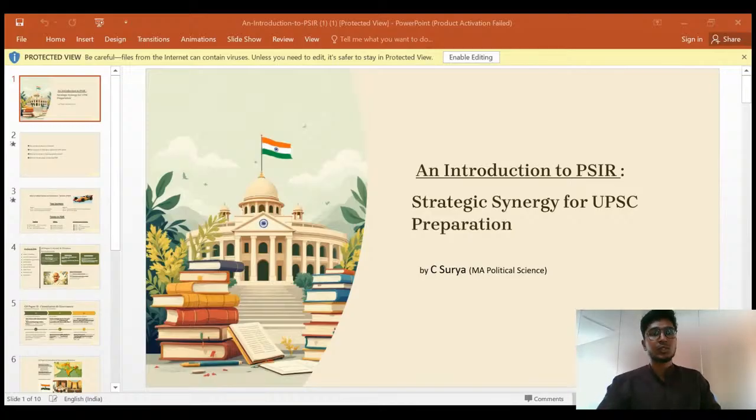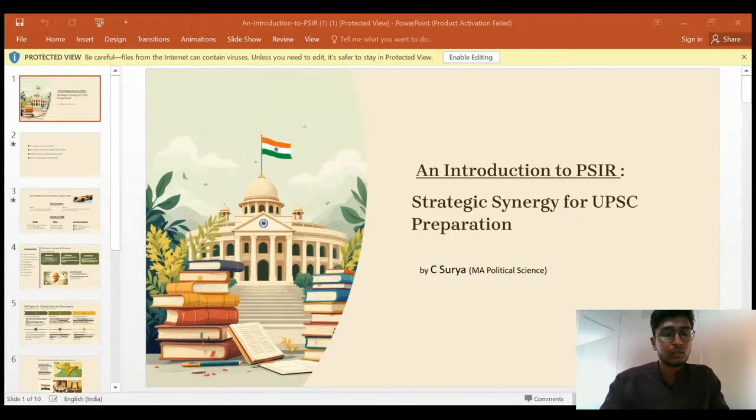Let's see the syllabus which overlaps with the prelims GS papers, and how it overlaps with the PSIR and the prelims syllabus. Here in Indian Constitution, you will study both in PSIR and also for the prelims preparation. In prelims, you need a shorter preparation, but when you prepare PSIR as a whole, you will understand the whole Indian Constitution from different perspectives, from different narratives.